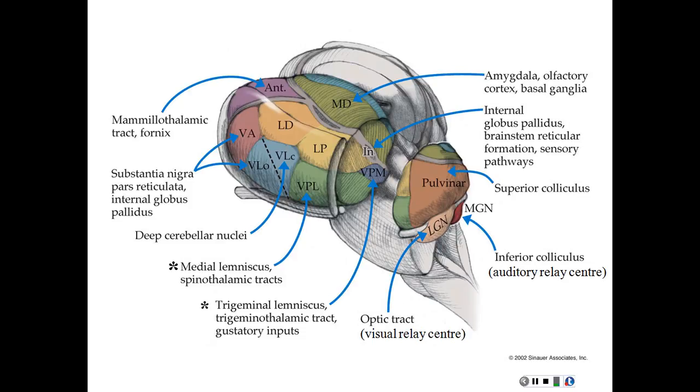And I told you there are many nuclei. But the only ones you're really responsible for so far is this VPL, which is receiving all the information from the contralateral body, the neck down, and the VPM from the contralateral face, right? So sensory information being funneled in. But different parts of the thalamus are doing different things.